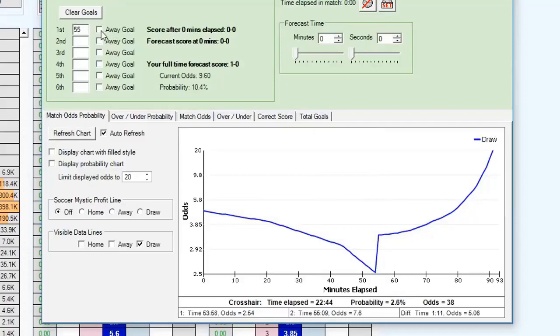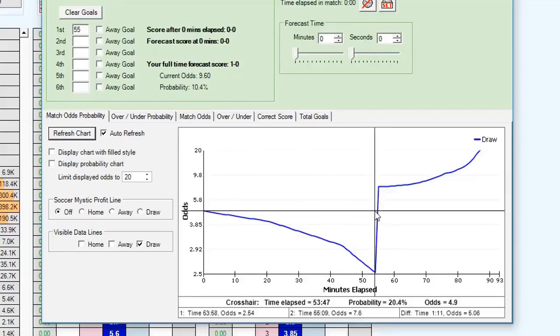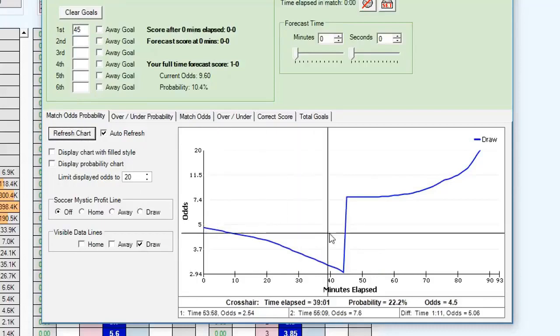Now if I switch the away goal off and click on refresh, let's do the same thing again by using the crosshair to look at the start odds and where that goal goes in and what happens to the price from there. So you can see anything above the crosshair indicates that you'll be in profit. Anything below indicates that you'll be at a loss. So let's actually find where that key point is within the market.